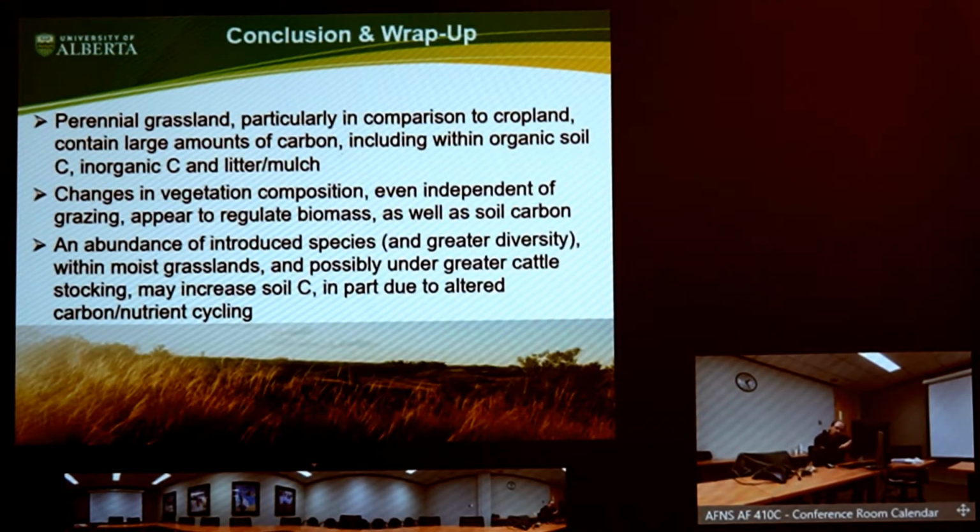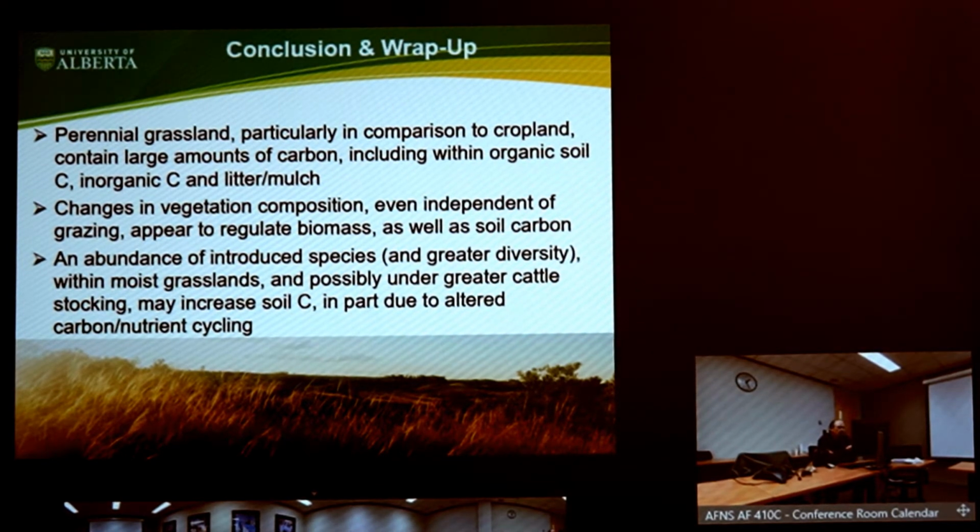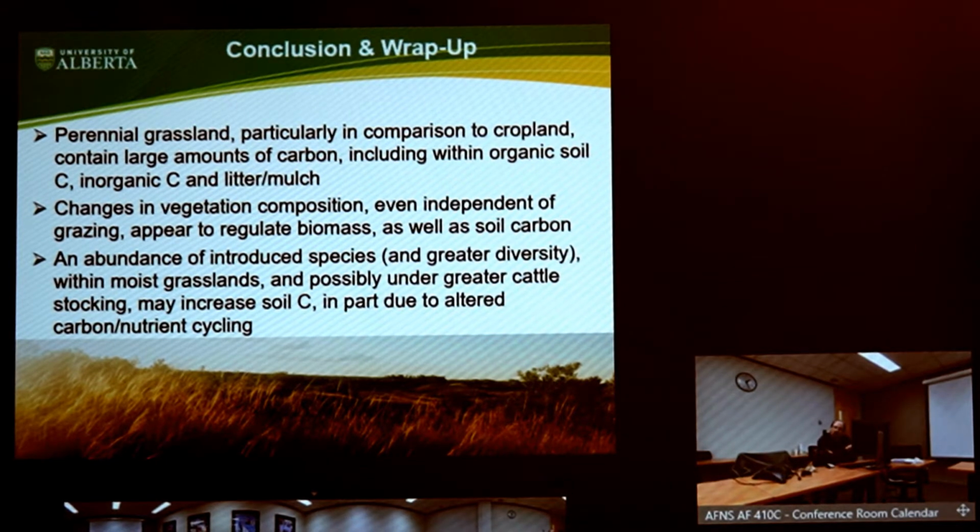Okay, so I'm just going to have a summary slide to pull some of this together, what we know. And then I'm going to finish up with some additional work that we're doing right now. So it's safe to say that our perennial grasslands, particularly in comparison to the annual crop environments, contain very large amounts of carbon, often 30 to 40 or 45% more carbon. And that includes carbon within the organic pool, inorganic carbon pool, but also within the litter and mulch. It's often a sizable component.